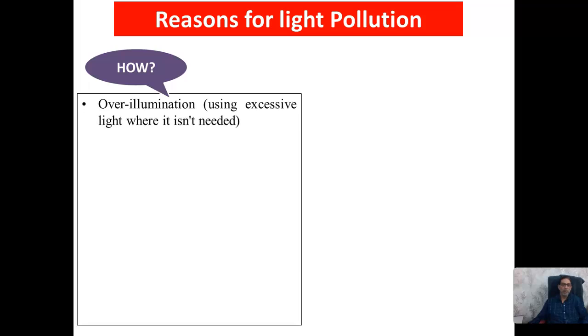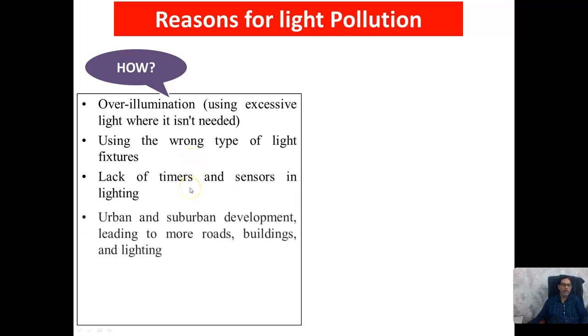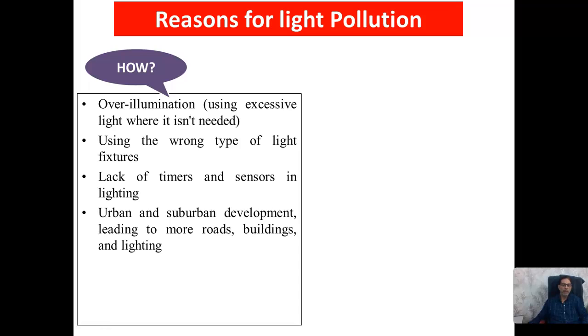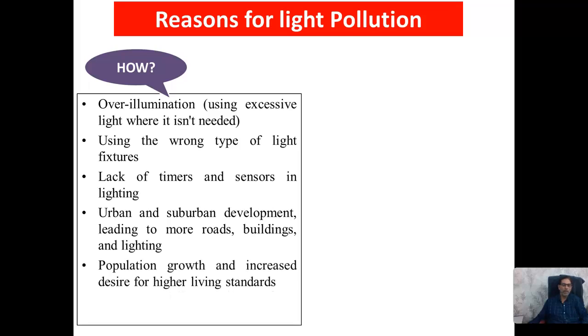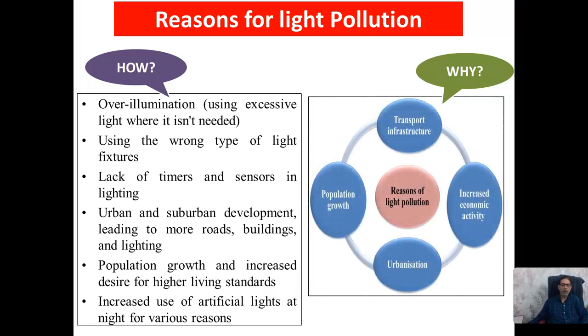First of all, we should study how different reasons are responsible for this light pollution. These include over illumination, or using excessive light when it isn't needed, using the wrong type of light fixtures, lack of timers and sensors in lighting, urban and suburban development leading to more roads, buildings and lighting, population growth and increased desire for higher living standards, and increased use of artificial lights at night for various reasons.